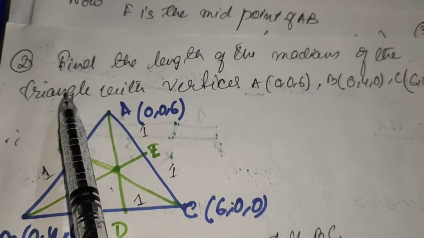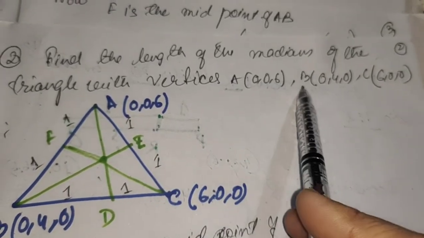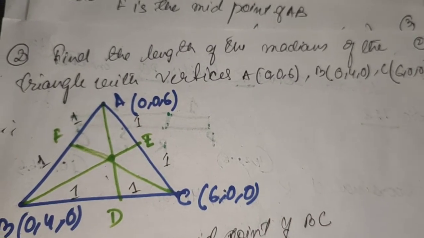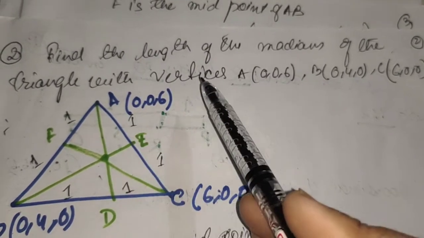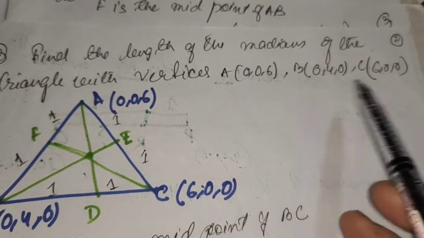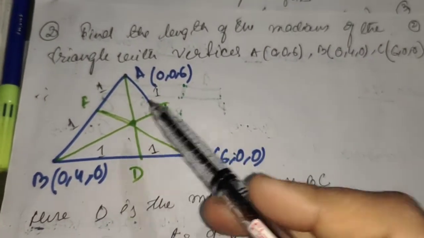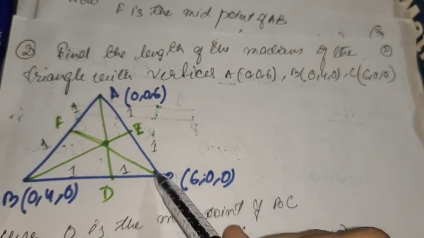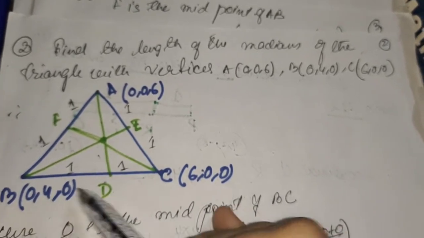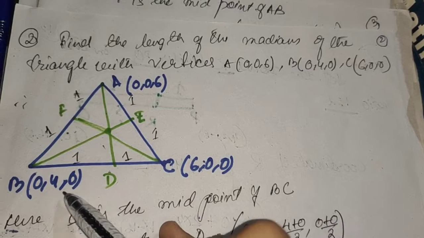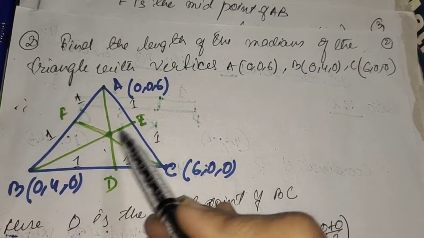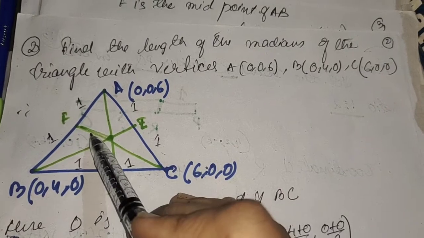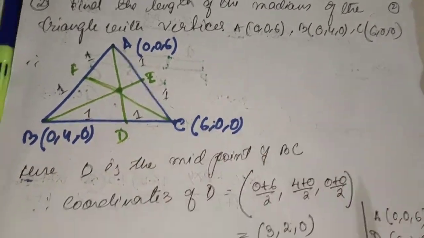Next important question is, find the length of the medians of the triangle with vertices A, B and C. Let me write down the vertices, and these are the midpoints. AD divides BC into two equal parts because it is the median of ABC, so the ratio is 1 to 1. Similarly, BE divides AC in equal parts, 1 to 1 ratio, and CF also divides AB in equal parts, 1 to 1 ratio.